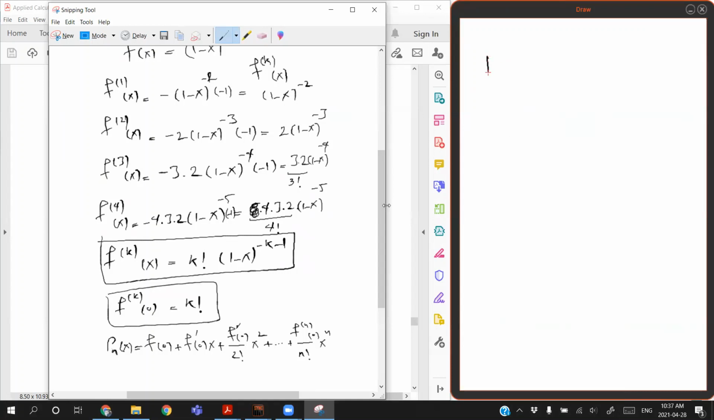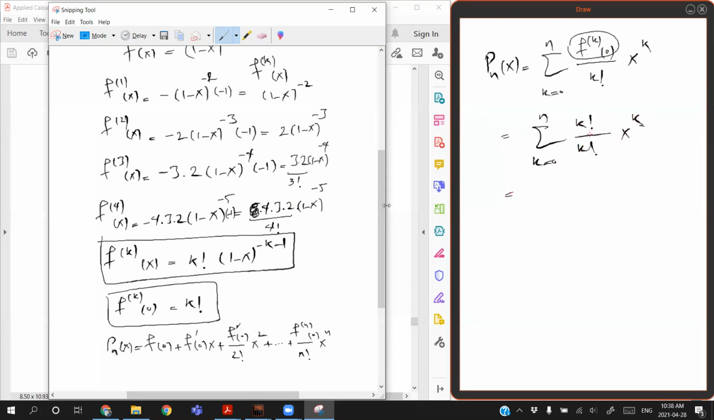So the formula is P_n(x) is sigma k from 0 to n. And here on top we have the kth derivative at 0 over k factorial times x to the power of k. So I would just need to plug in what I found for the kth derivative at 0 into this. What I found is the kth derivative at 0 is k factorial. So it's going to be k factorial over k factorial. It's going to be like this, sigma k from 0 to n, k factorial over k factorial x to the power of k. So this is just 1.